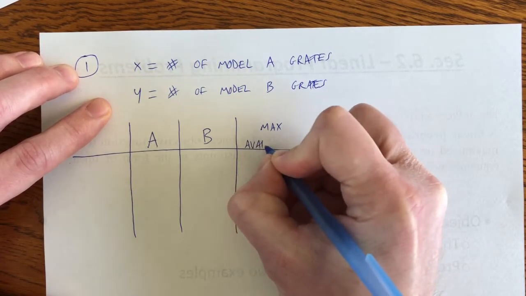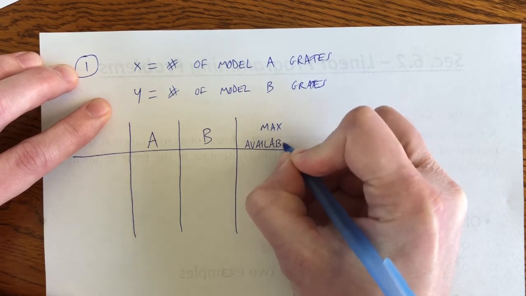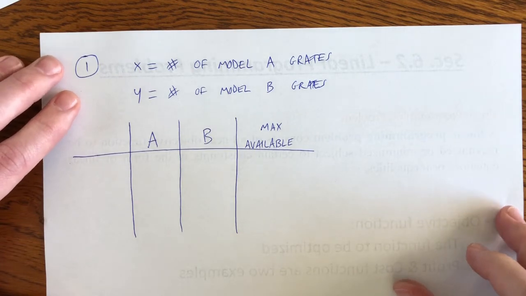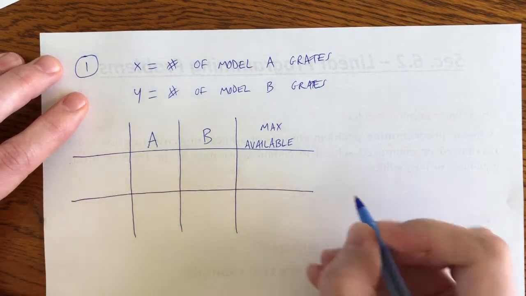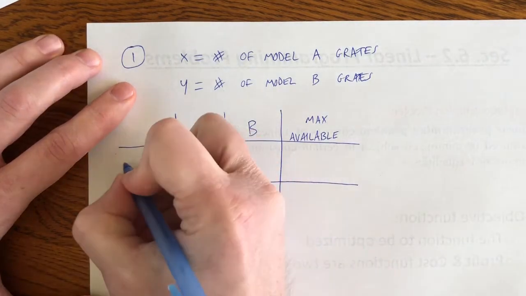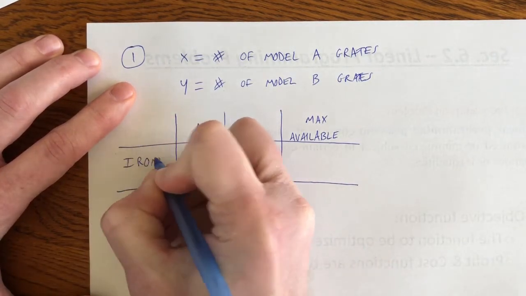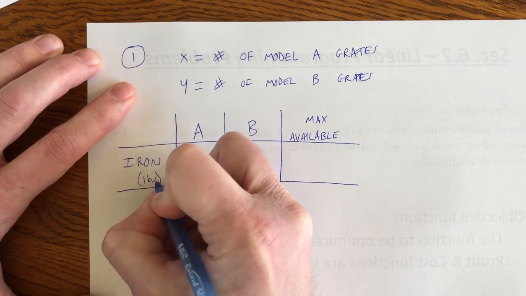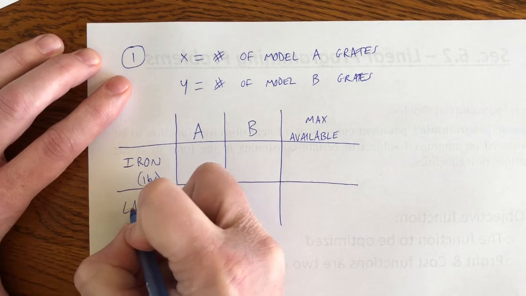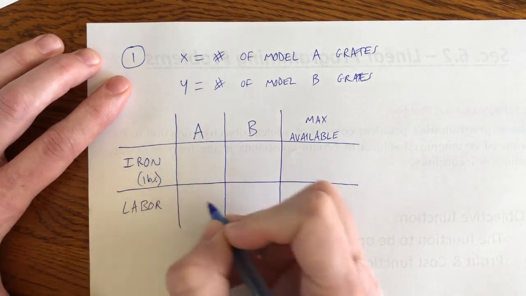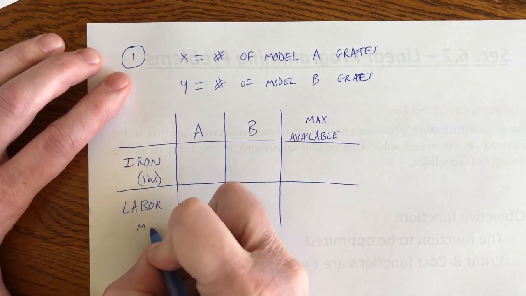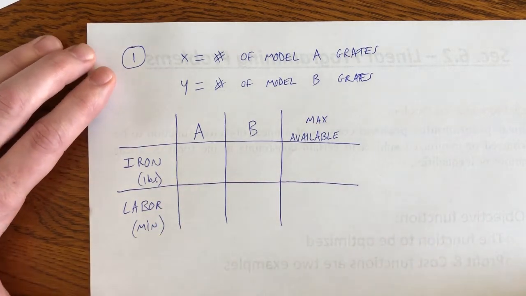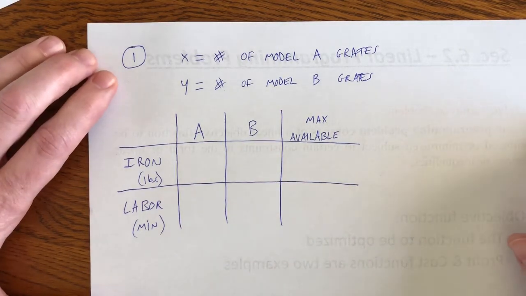And this is going to be referring to the materials we have to actually produce these particular types of fireplace grates. So what material are we talking about? Well, we're talking about iron. And iron is going to be with respect to what units? Pounds. And then we have, well, labor, right? You do not have an unlimited amount of labor. You have a limited amount of labor, and we're going to call it minutes available to construct these particular model grates.